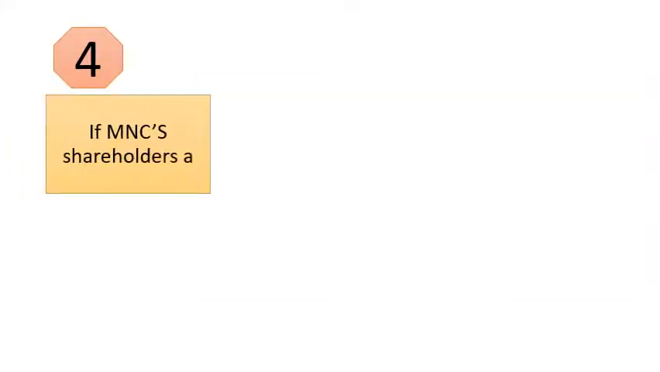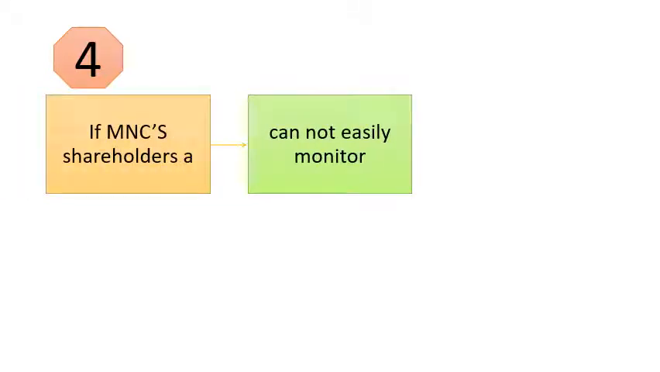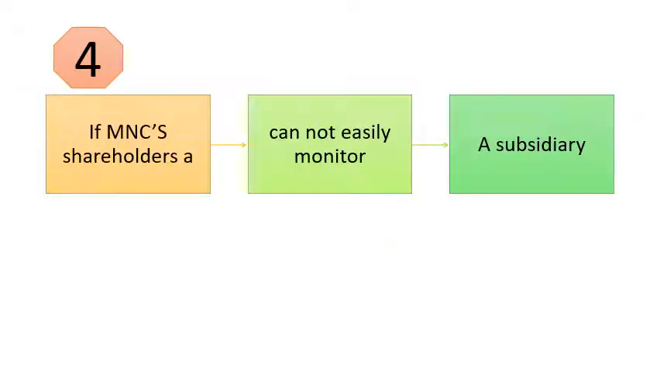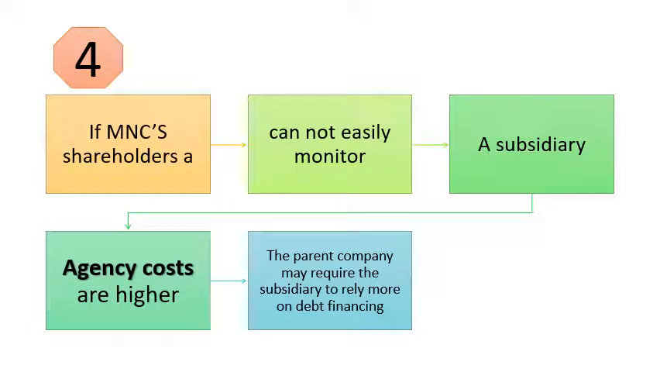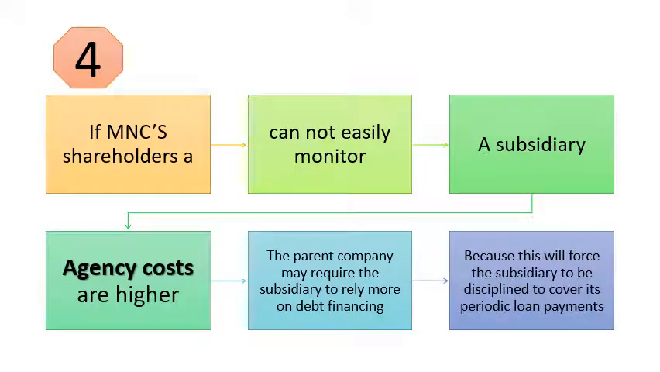The fourth characteristic is agency cost. Suppose that multinational companies' shareholders cannot easily monitor the managers of a subsidiary, so the agency costs will be higher. So the parent company may require the subsidiary to rely more on debt financing because this will force the subsidiary to be disciplined to cover its periodic loan payment.